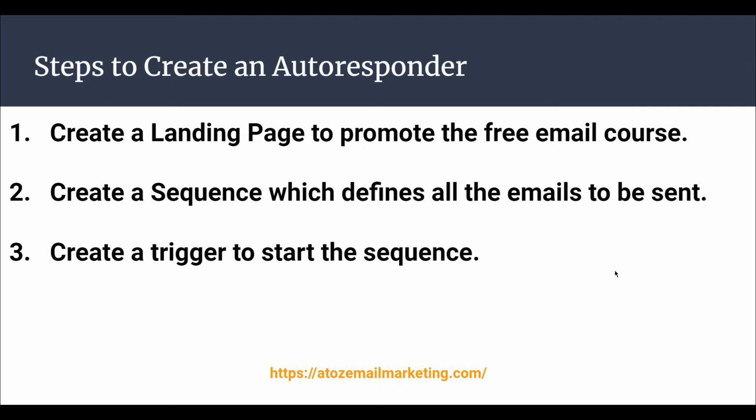The first step is to create a landing page that promotes our free email course. I'm going to create a landing page with a sign-up form to subscribe to our email course. The next step is to create a sequence. A sequence is a ConvertKit feature to create one or more emails and send them automatically. The final step is to create a trigger that starts the sequence. Now let's go to ConvertKit and start setting up our autoresponder.